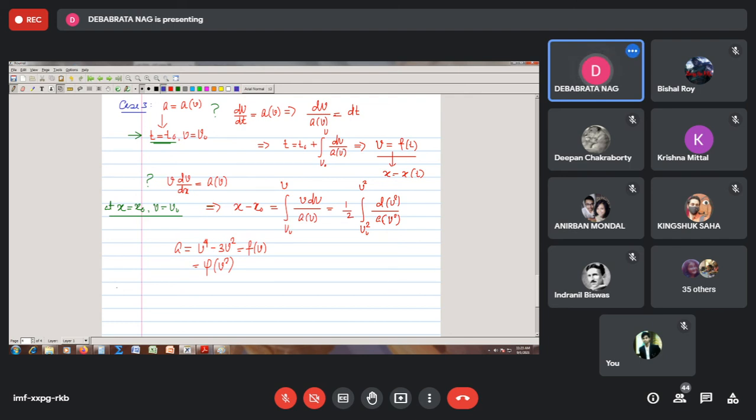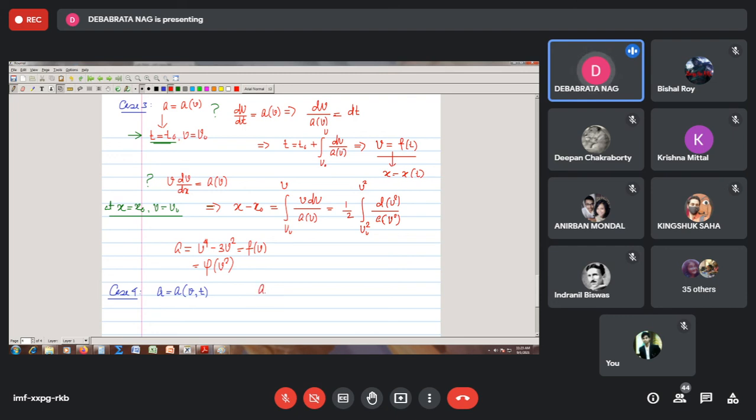And finally, we have case 4. In case 4, we will have acceleration as a combined function. It will be a combined specification, so to say. What will be the combined specification? It could be a combined specification of velocity and time.